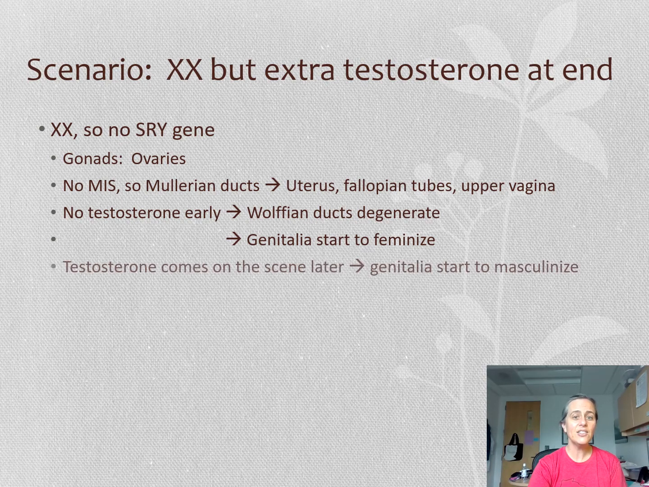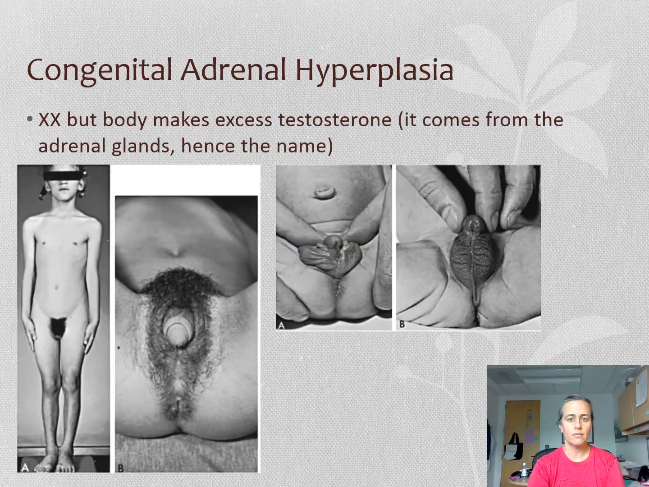Then, later in development, that testosterone comes on the scene, and what will happen is that the genitalia starts to masculinize, right? So instead of having a typical vulva, it's going to start to grow into something that looks more like your typical male. So what we're going to see is when the infant is born, they will often have what is called ambiguous genitalia or masculinized genitalia. So it is often somewhere in between what you would typically expect for an XX individual versus an XY individual. So that's where that phrase ambiguous can come in.